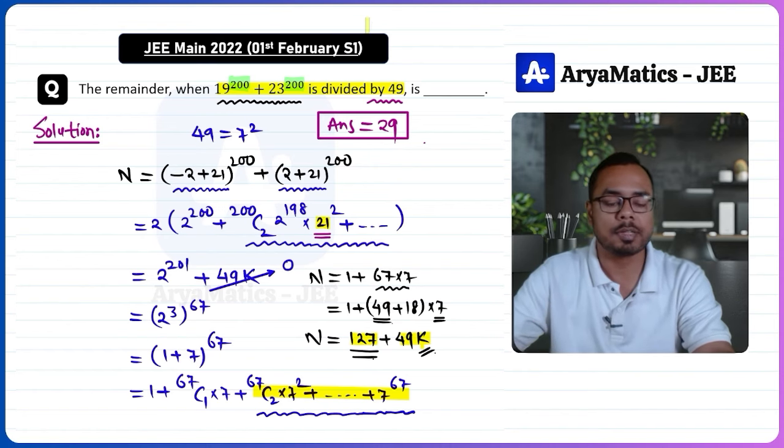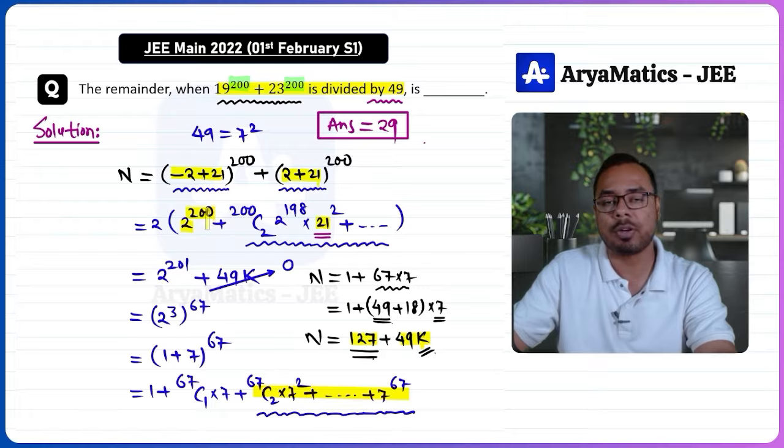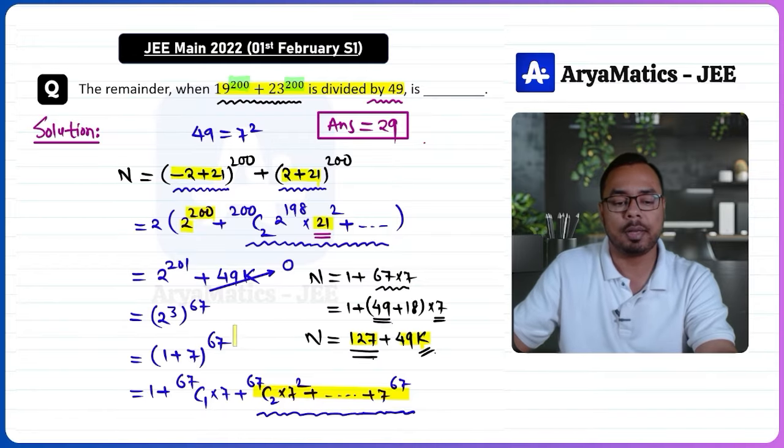This was a very interesting problem where first we had to break this number symmetrically about 21, because 21 was 3 into 7 and 49 is 7 square. After that, when you expand it using binomial, only this first term is not a multiple of 49. All the other terms are multiples of 21 square and hence multiples of 49.